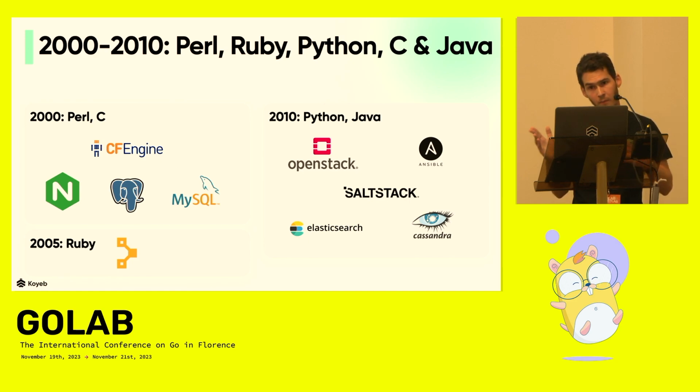In 2010, there are for me two sides: Python for the automation and Java for the high-performance distributed systems. So OpenStack is a famous one, which was written in Python, and SaltStack and Ansible are also automation software. SaltStack didn't really survive. I mean, it's still running, but it's getting less traction. Ansible still has traction. And on the high-performance side, you have Elasticsearch and Cassandra, which made it through time.